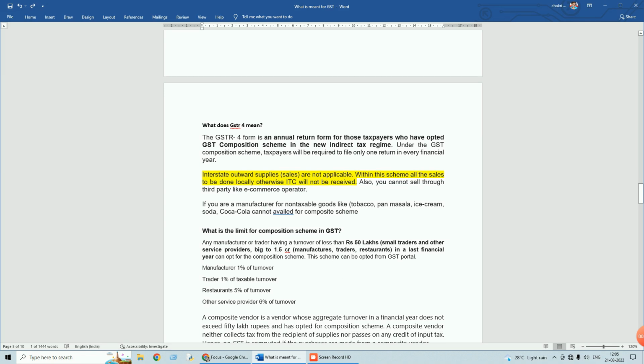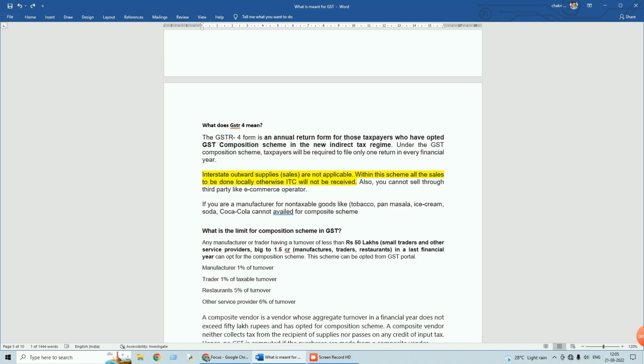What is the limit of the composition scheme in GST? Any manufacturer or trader having a turnover of less than 50 lakhs. In this 50 lakhs, only small traders can work. When the government launched this scheme, they launched it with 1.5 crore. They launched it only for 3 categories of people: manufacturers, traders and restaurants.